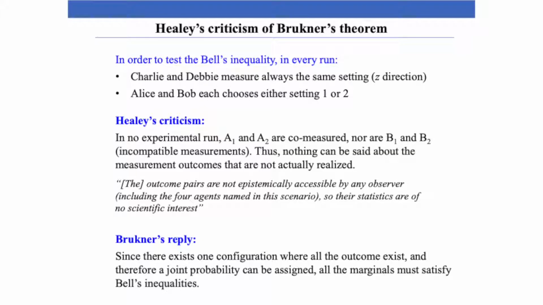And he comments, and I stress this fact because I think that this is something that can actually be sent back to Healy as a criticism, that the outcome pairs are not epistemically accessible by any observer, including the four agents named in this scenario. And so their statistics are of no scientific interest. This is from his paper. So Chazov showed yesterday his reply: since there exists one configuration where the outcome can in principle be realized, one can extend this to the fact that in every other setting one assumes that the outcome would exist, even if it cannot be measured.